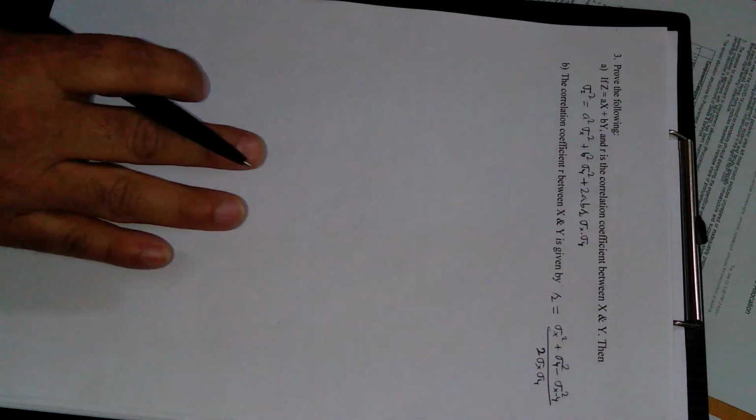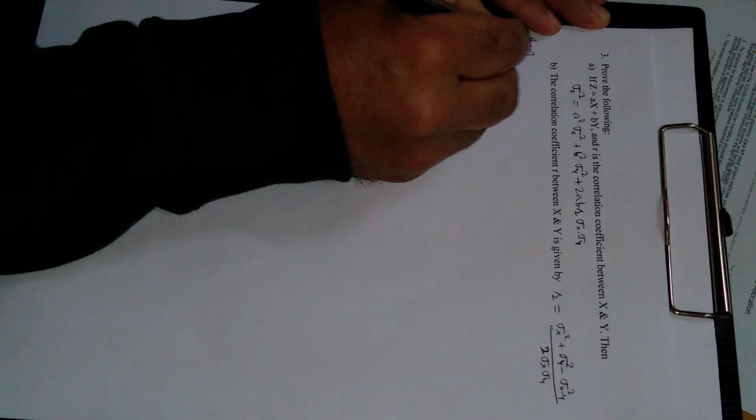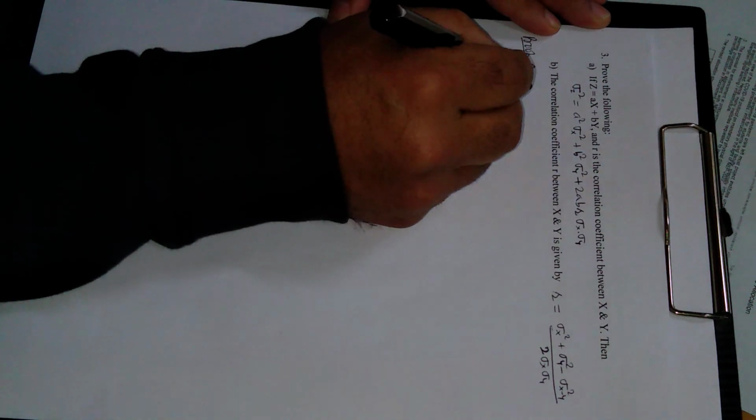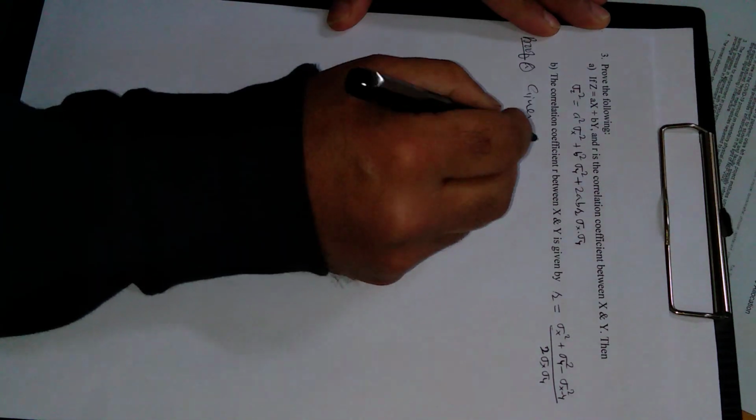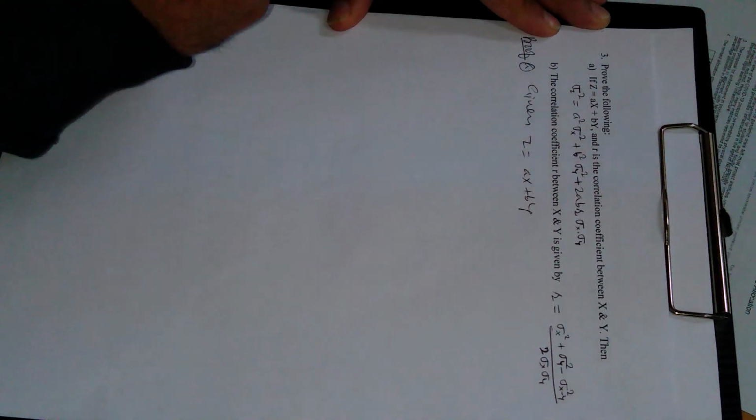Question number 2. Now come to the 3. In this question we have to prove two results. If z is equal to, in proof way, given in first part, this is given: z is equal to ax plus by, this is given.